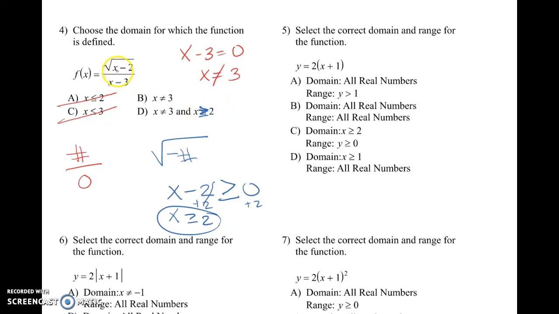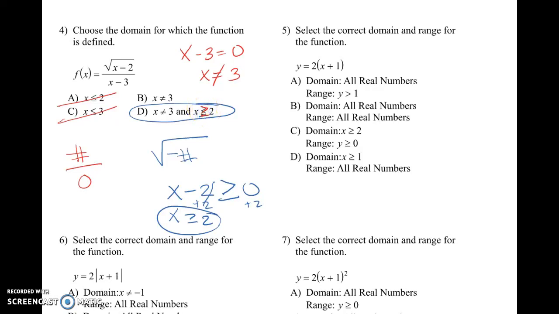Right, if x is 3, or let's say 4. If x is 4, 4 minus 2, that's good. If x is 2 even, 2 minus 2 is 0, you can take the square root of 0. But if x is less than 2, let's say it's 1, 1 minus 2 is a negative number. That's not going to work. So D, and our sign should be greater than or equal to 2.